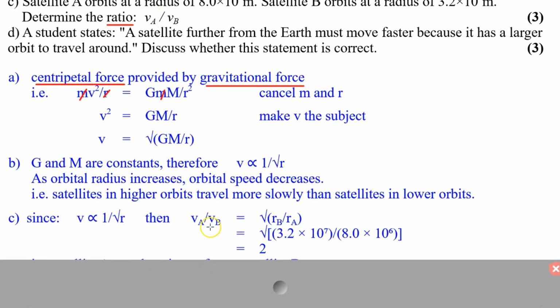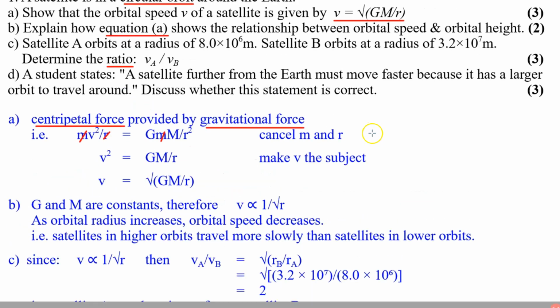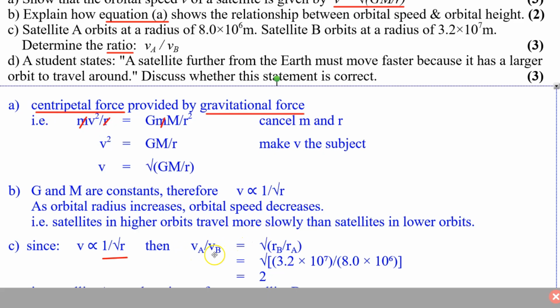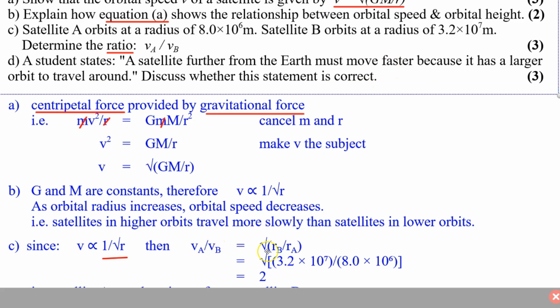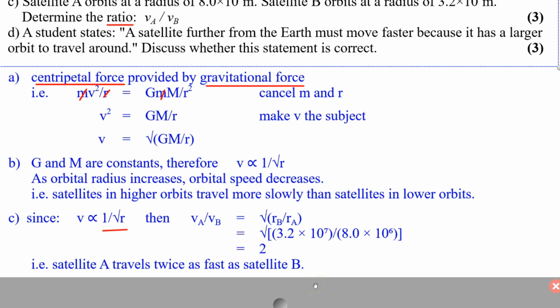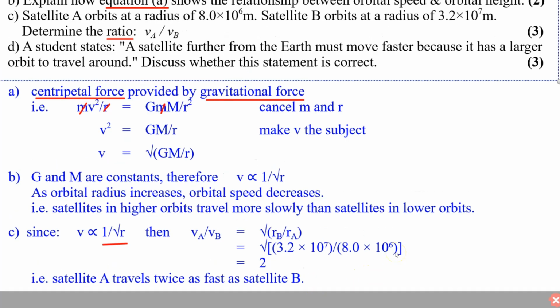So we're trying to work out the ratio vA over vB. We could put that full expression in there, but the G and the M are going to cancel. So we end up with just 1 over root r. But do be careful here, because it's 1 over this expression. When we work out this ratio, we're going to have rB divided by rA, because it's the reciprocal. So we've got rB over rA. We're given those expressions up here, hopefully, and then we can work out the square root of that. That comes out as 4, and so the square root is 2. So satellite A travels twice as fast as satellite B.